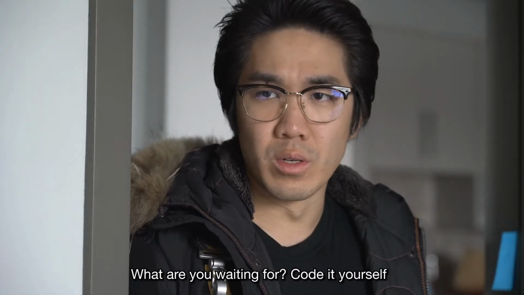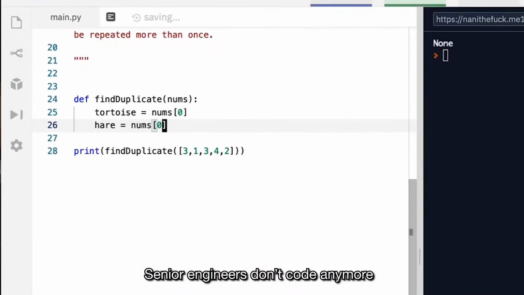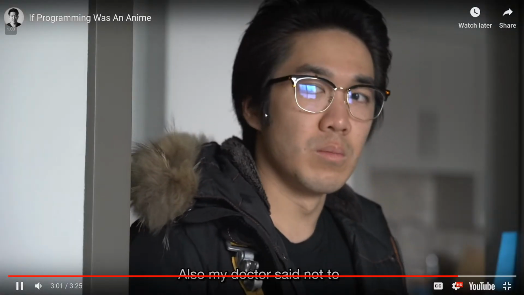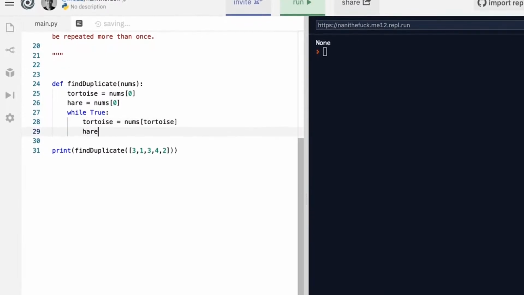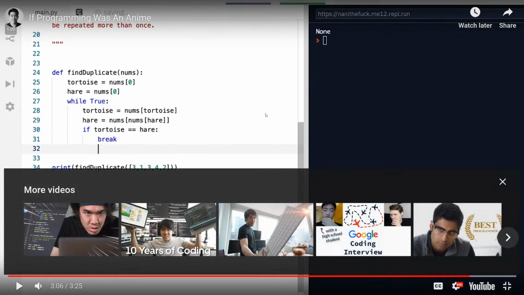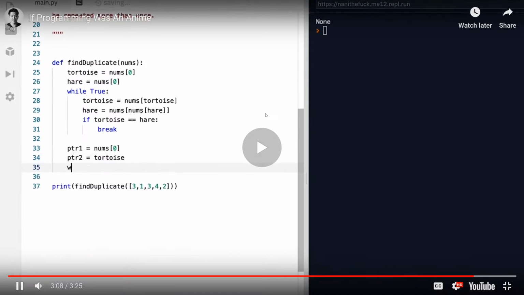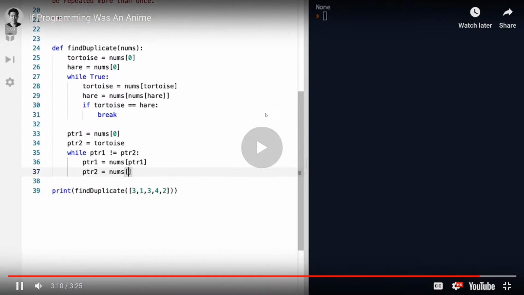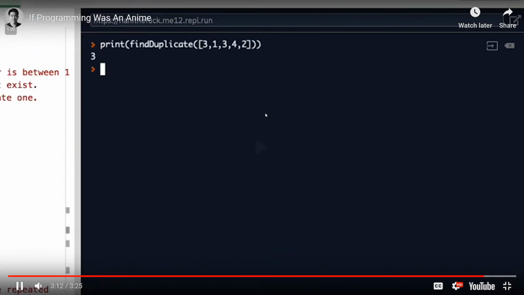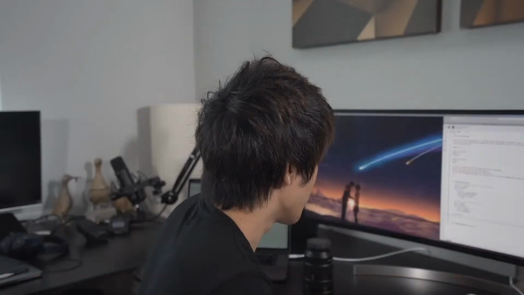What are you waiting for? Code it yourself. Senior engineers don't code anymore. Also, my doctor said not to, because of my carpal tunnel. Nums of hair. What the fuck? That works. Senpai, why are you so smart?